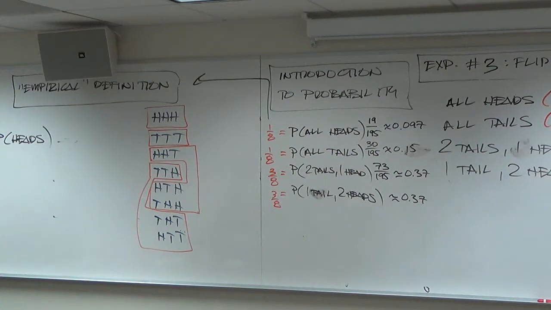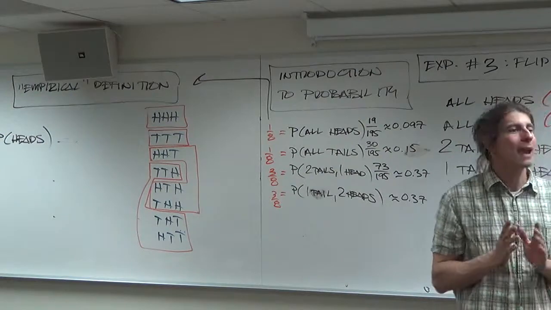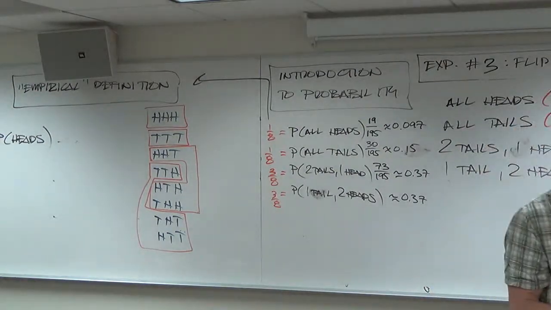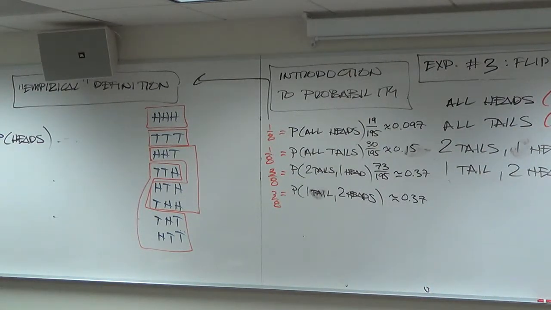How about for 3 flips? How many heads should you average? 1.5. Half of the flips should be heads, and half of them should be tails. Averages don't have to make numerical sense. You can't actually flip 1/2 of a head, but you can average 1/2 of a head, can't you? Does that make sense?